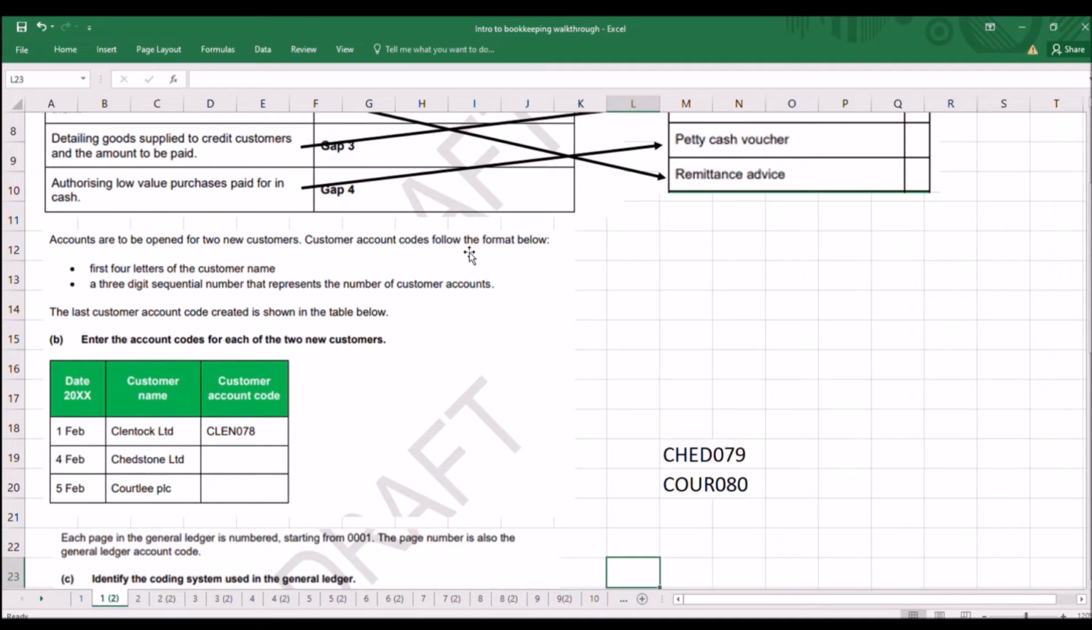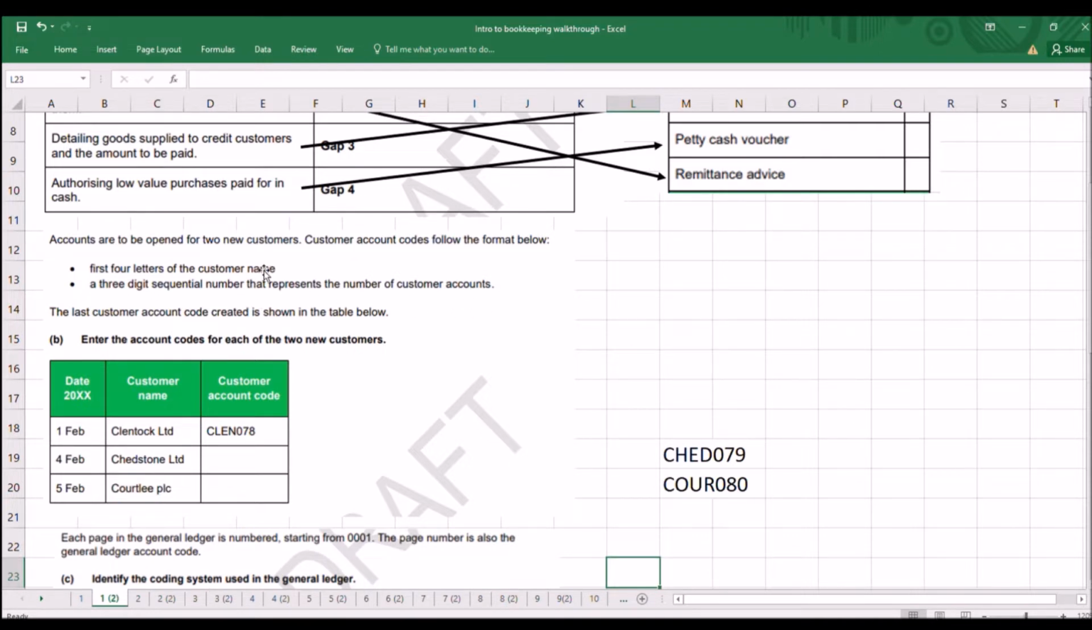Right, accounts are to be opened for 2 new customers. The customer account codes follow the format below: the first 4 letters of the customer name, so an alpha, and a 3-digit sequential number. A sequential number is one after the other after the other, so 1, 2, 3, 4, 5, 6. What we do with sequential numbering means that we don't have gaps in our numbering systems. It represents the number of customer accounts.